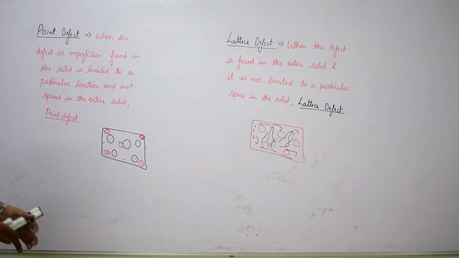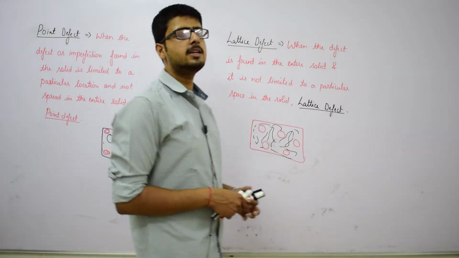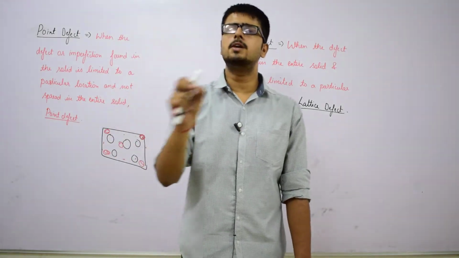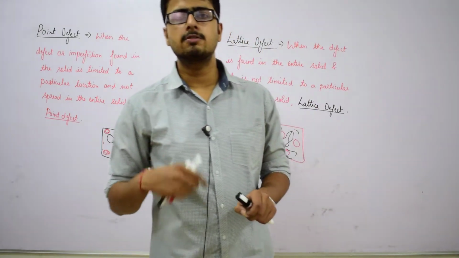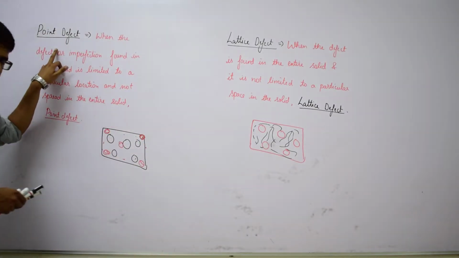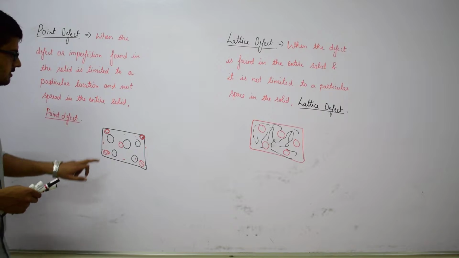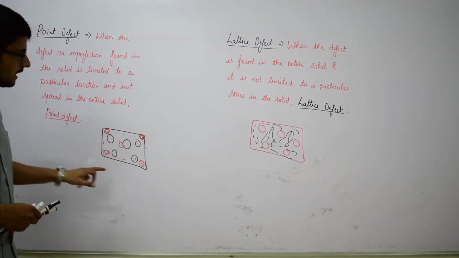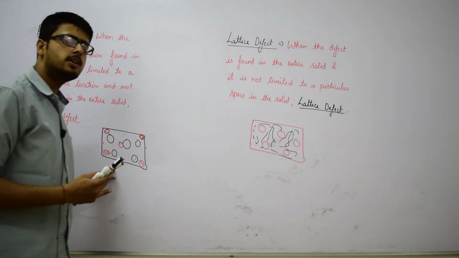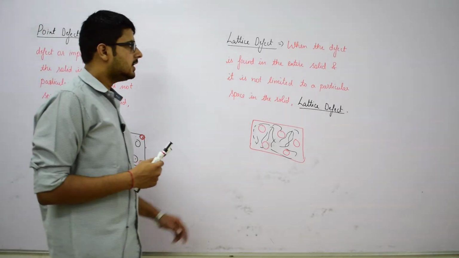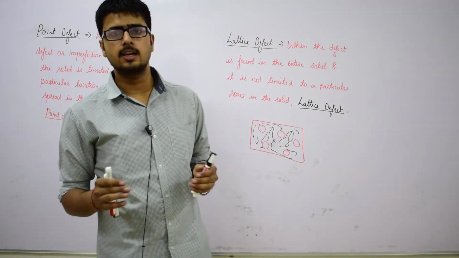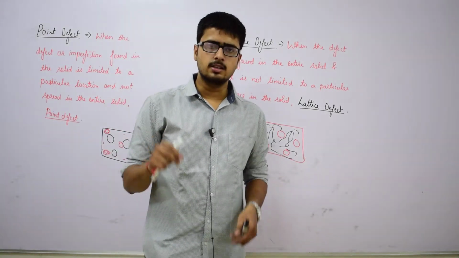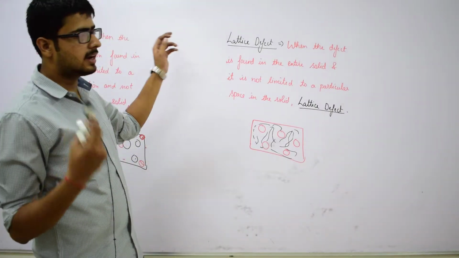So, the further two classifications of atomic defects were point defect and lattice defect. Point defect means if the defect or imperfection is not found in the entire solid, it is found to some particular locations or particular area within the solid, then these type of imperfections or defects are called point defects. Like if this be a solid crystal or solid lattice, and if these are the defects which are confined to a particular location and it is not found in the entire lattice, then this type of defect is called point defect or point imperfection. But if the defect is not located to some specific area or specific space inside the solid and it is widely spread in the entire solid, in the entire crystal, then this type of solid is called lattice defect or lattice imperfection.